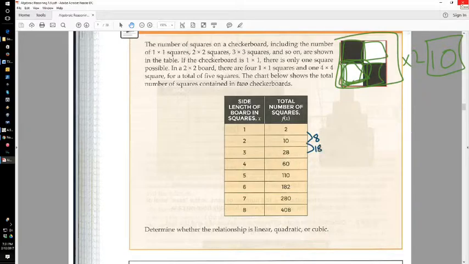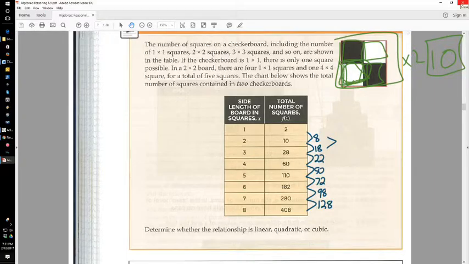28 minus 10 is 18. 60 minus 28, that is 22. 110 minus 60, that's 50. 182 minus 110, that's 72. 280 minus 182, that is 98. 408 minus 280, that's 128. Okay, so those are your first differences. So it's not linear.